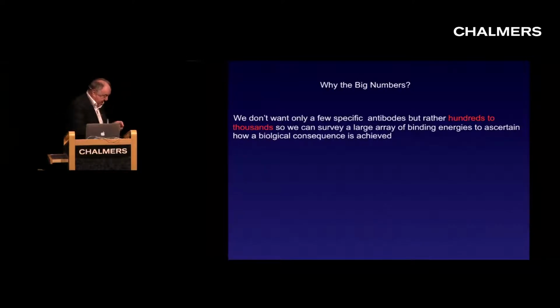And the reason we think of it that way, and this you'll see much of later, is that we don't want, as people wanted in the past, just a few specific antibodies, but we want hundreds or thousands. And the reason we want so many, and the field wants so many, is we would like to survey a large array of binding energies in order to ascertain how biological consequence is achieved. So in the past, if you had one antibody, you had two antibodies, and you could do a Western, or you could do this, or you could do that. That was good enough. But that's not good enough for the chemistry, the immunochemistry of antibody molecules.